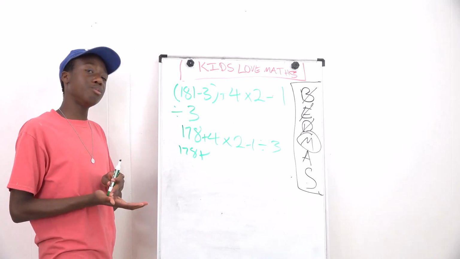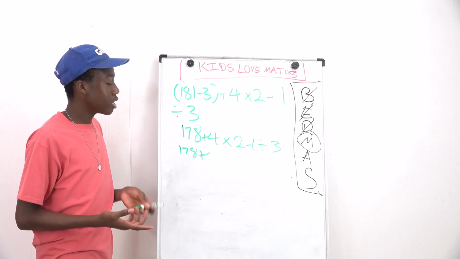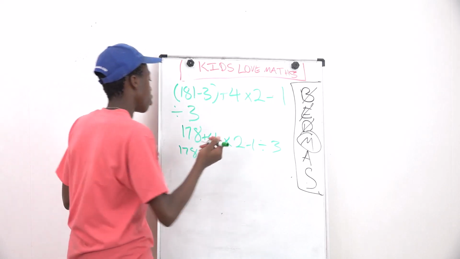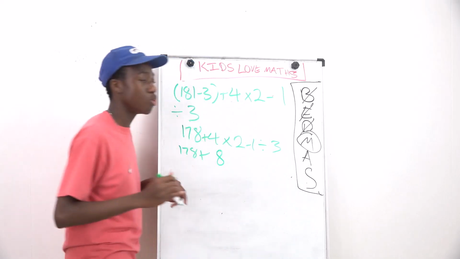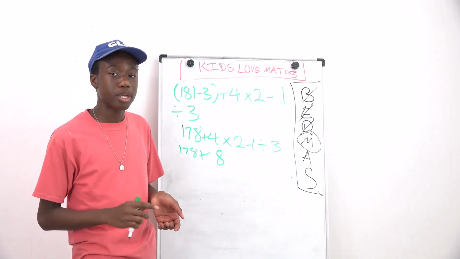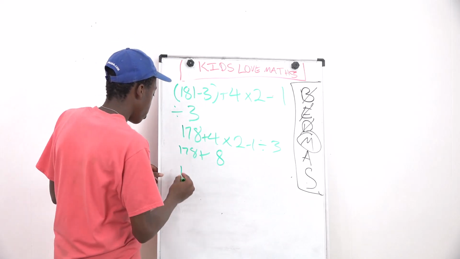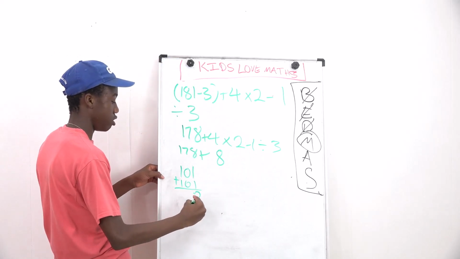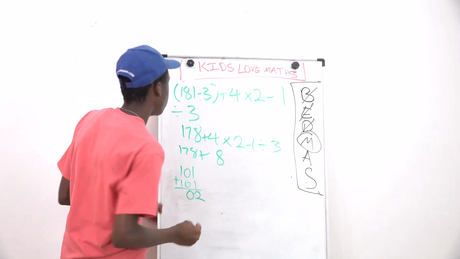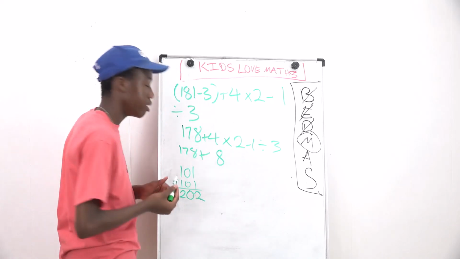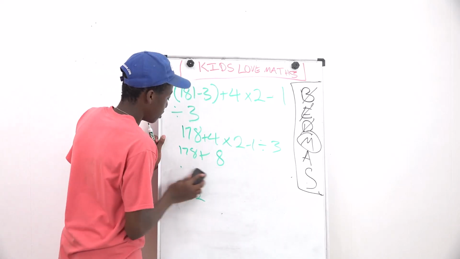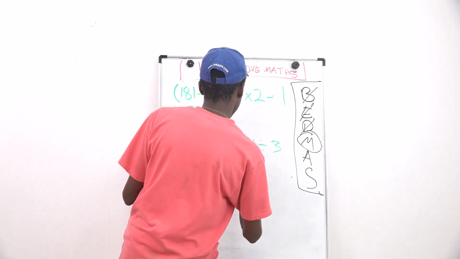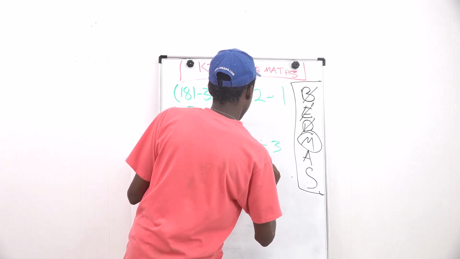Anything that's multiplied by 2 is just double of it. For example, 4 plus 4 equals 8. In this question, what happens if it was 101 times 2? That would be 202, because 101 plus 101 is 202. So, that's double. That's a quick mental note. Now, we do subtract 1, divide by 3.